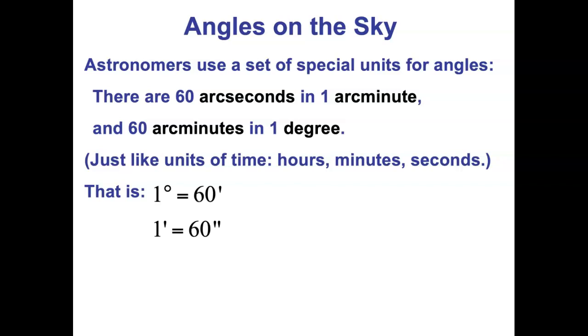When you start talking about the size of really small things, small galaxies, small nebulae that are really far away, even arc minutes become too big. If even an arc minute is too big, then we take one arc minute and divide it into 60 arc seconds. Measuring these angles is a lot like time: it's 60 arc seconds in an arc minute and 60 arc minutes in a degree, just like hours, minutes, and seconds. So that's how you can remember it.